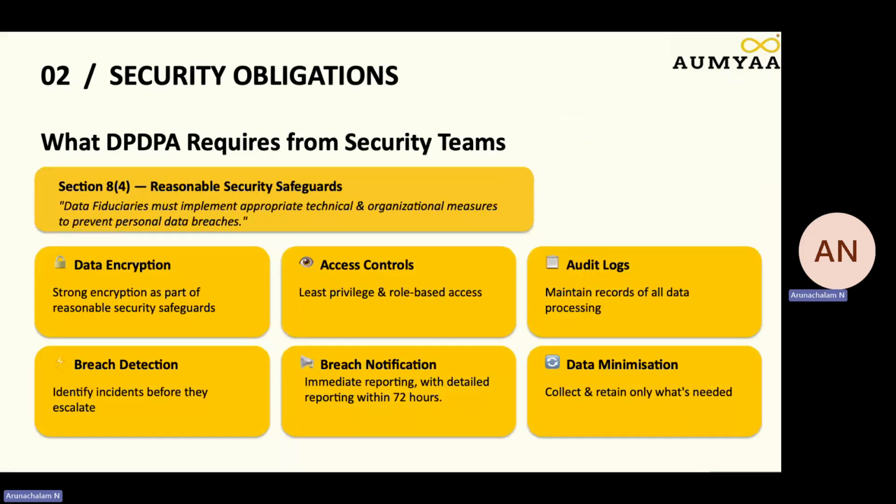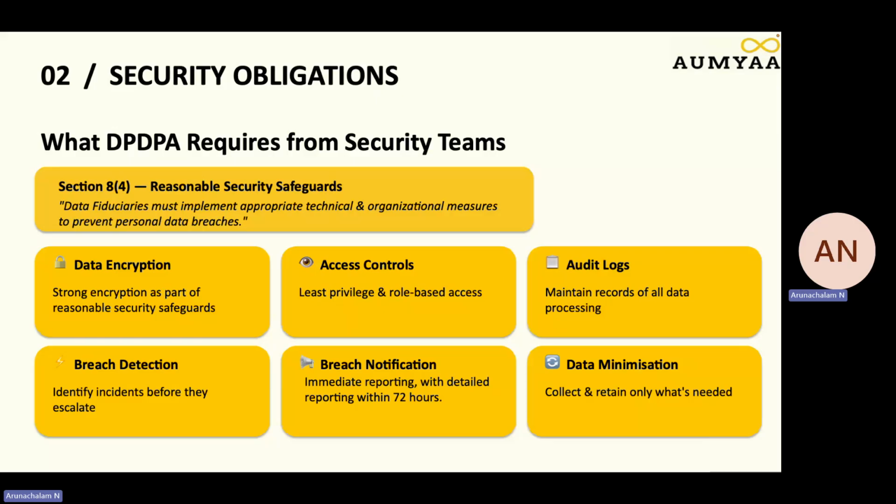This is the core of it. The Act requires data fiduciaries to implement appropriate technical and organizational measures to prevent personal data breaches. That phrase, reasonable security safeguards, is deliberately broad. And that's actually useful for us because it means the burden of proof is on you to demonstrate you did the reasonable thing, not on the regulator to define it in advance. In practice, that breaks down into six pillars.